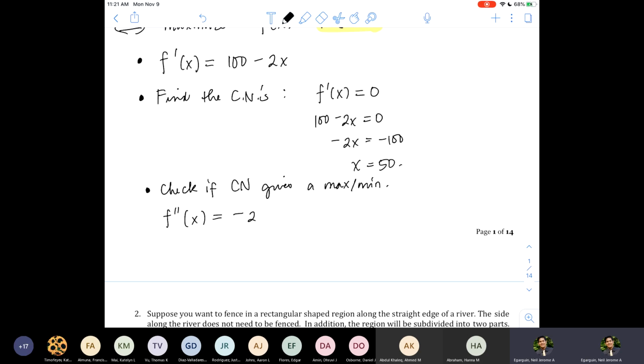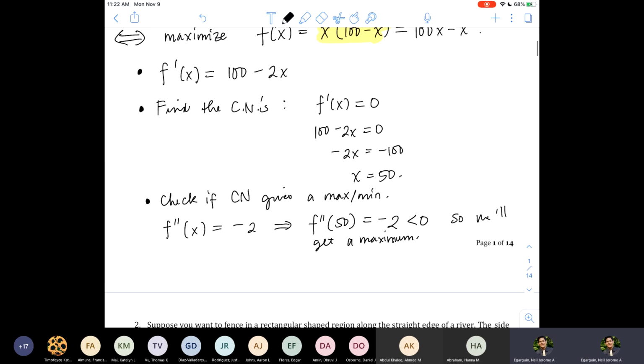And remember what the second derivative test tells us? The second derivative test tells us that if you plug a critical number into the second derivative and the answer is negative, then you have a maximum. And if you plug the critical number into the second derivative and you get a positive number, then you have a minimum, right? But here I have f double prime equals -2. I'll plug in the critical number 50, and it doesn't matter. It's still -2, which is less than 0. So we'll get a maximum, right? Because the second derivative is negative.